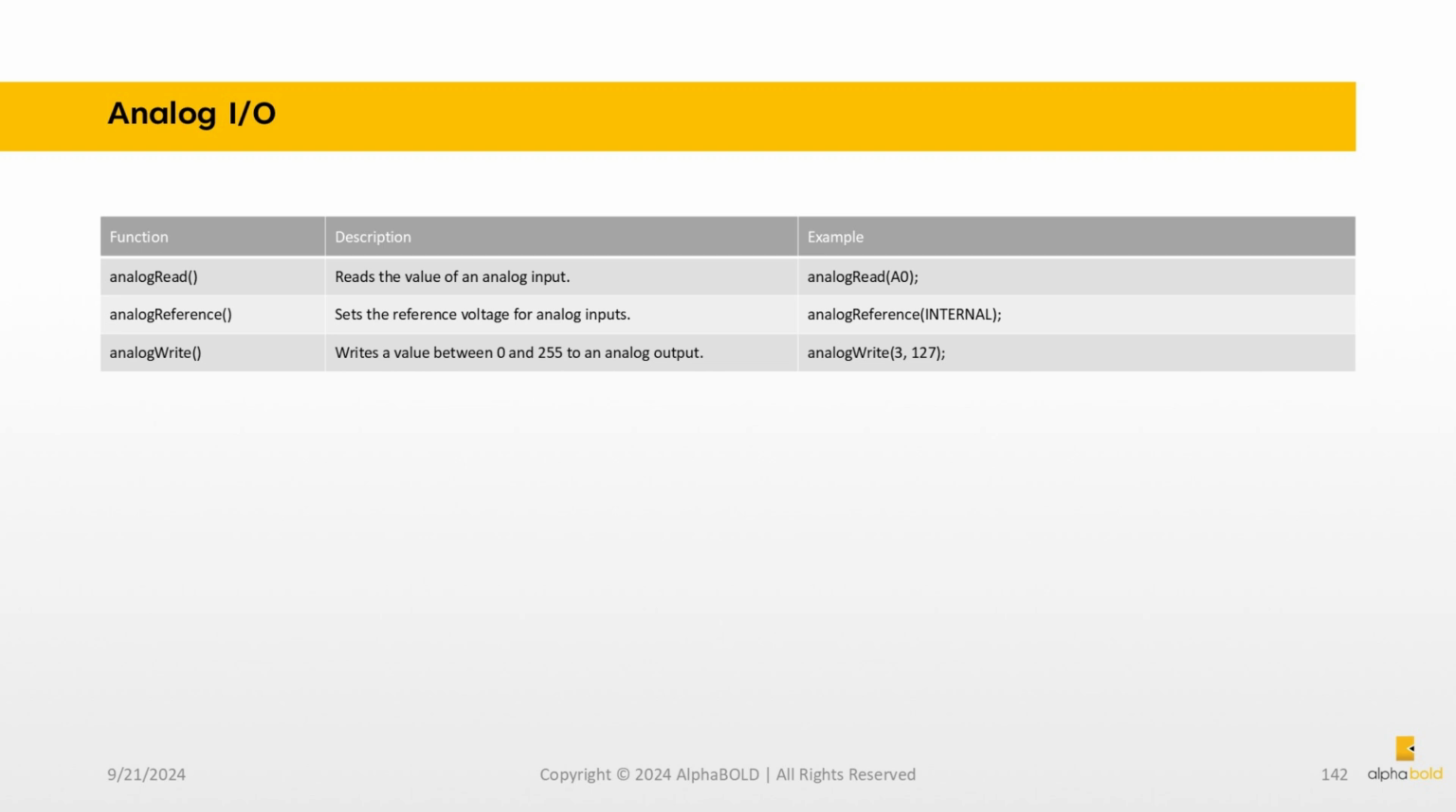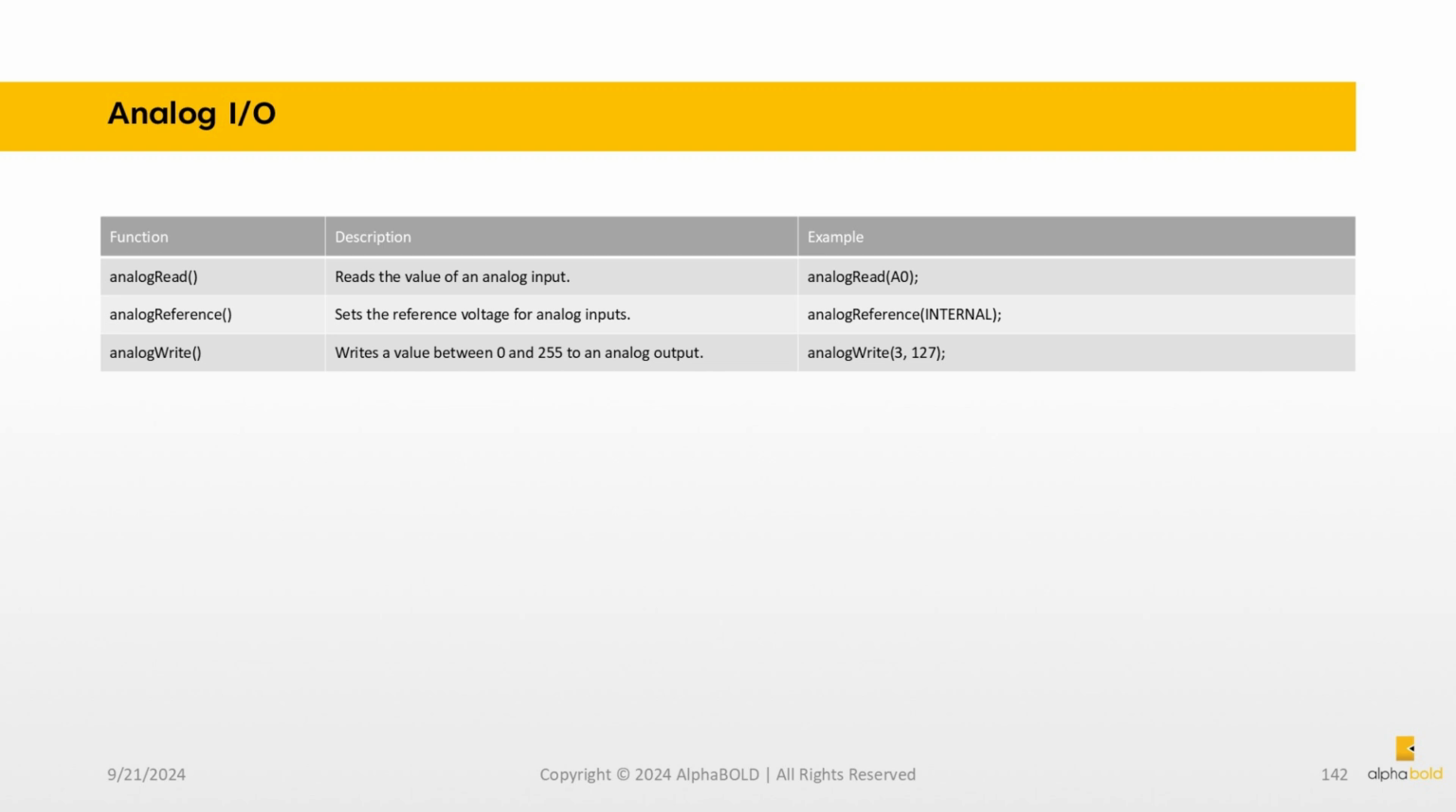Analog input-output I/O functions are used to interact with devices that use a continuous range of values, unlike digital I/O, which deals with discrete on-off states. The analogRead function reads the voltage level on an analog input pin, returning a value between 0 and 1023 in Arduino Uno. The analogReference function sets the reference voltage for the analog-to-digital converter, which determines the maximum voltage that can be read.